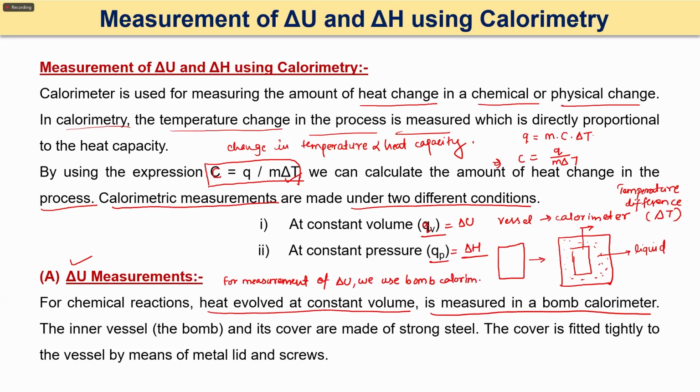Okay? So the bomb calorimeter is used to find delta U. So what is a bomb calorimeter? In a bomb calorimeter, there is an inner vessel which is called the bomb. This vessel, called the bomb, has covers made of strong steel, and it is fitted tightly to the vessel by means of a metal lid and steel.